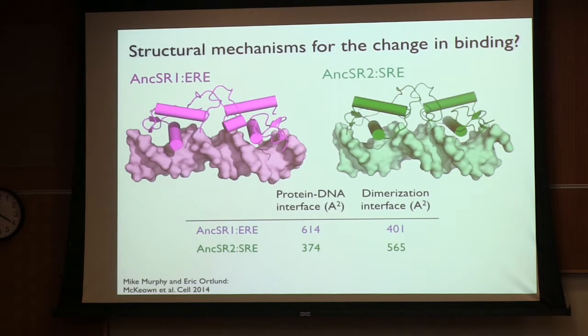When we look at the amount of buried surface area in the protein-DNA interface, we see that ancestral SR1 buries more surface area than SR2. But if we look at the dimer interface, SR2 buries more surface area in the protein-protein interaction than SR1 does. And this is consistent with the phenomenon that I described a minute ago, which is that the half-site affinity of this protein-DNA complex is higher, but that's offset by higher cooperativity of binding by the dimer.